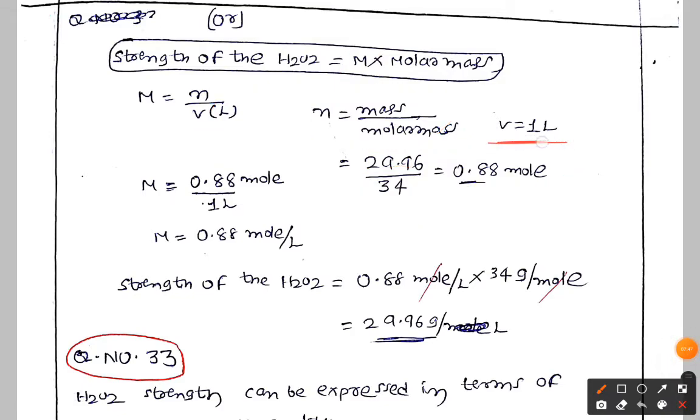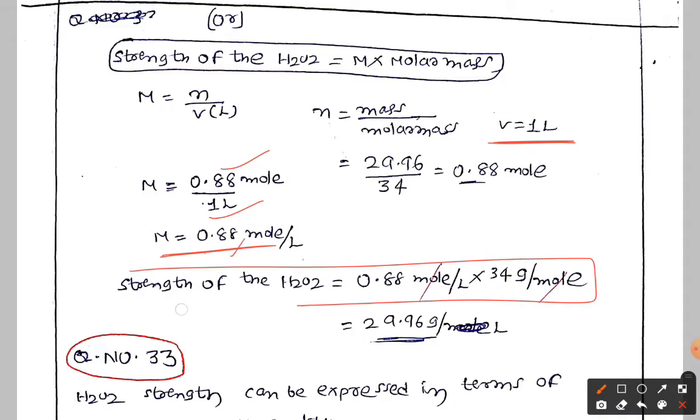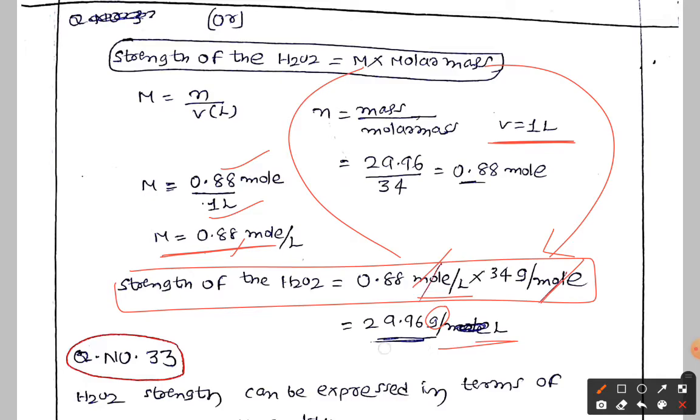Now the volume of the hydrogen peroxide solution, we always take as 1 liter. If you substitute the number of moles 0.88 and 1 liter, finally we get the molarity as 0.88 moles per liter. Now calculate the strength of solution. We already got the molarity, 0.88 moles per liter. Molar mass we already know. If you cancel the mole, what is left is gram per liter. So 29.96, or 30 grams, is present in 1 liter of solution. This is the strength of solution. Simply, strength of solution means how much amount is present in 1 liter of solution. That is called the strength of solution.